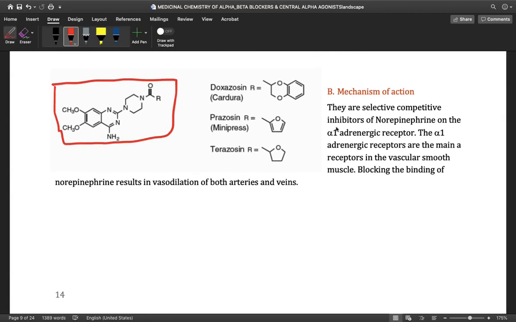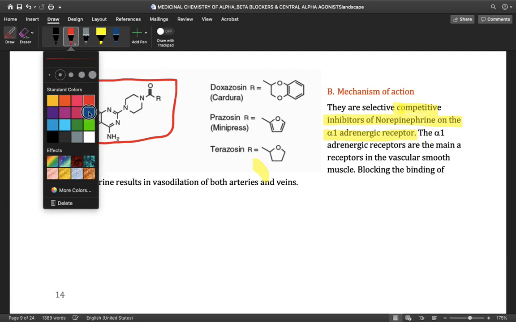So these drugs work because they are competitive inhibitors of norepinephrine for the alpha 1 adrenergic receptor. So selectively, they compete with norepinephrine for the binding of the alpha 1 receptor. Okay, and these receptors are located in the vascular smooth muscles. So remember, when norepinephrine binds to these receptors in the vascular smooth muscle, it causes vasoconstriction.